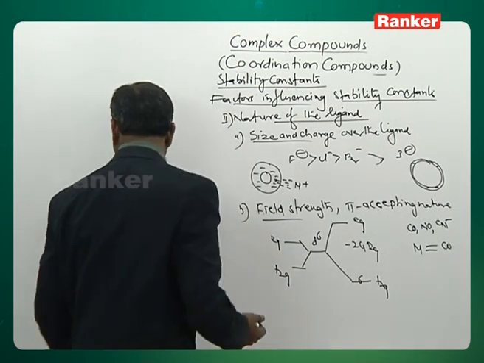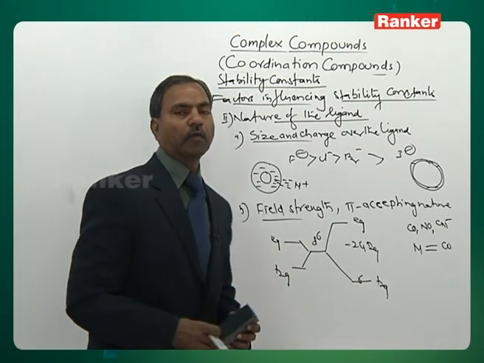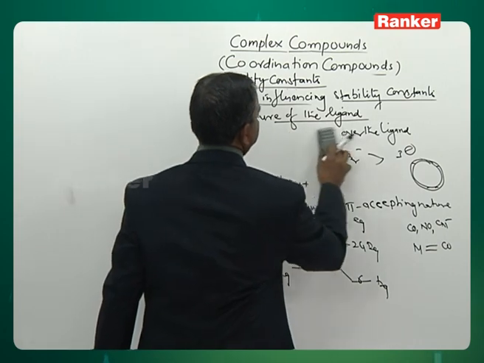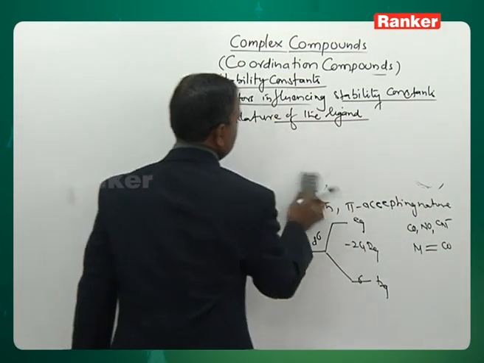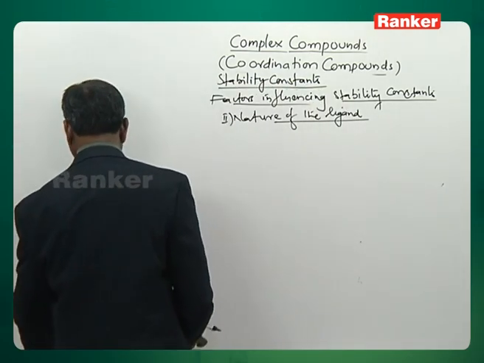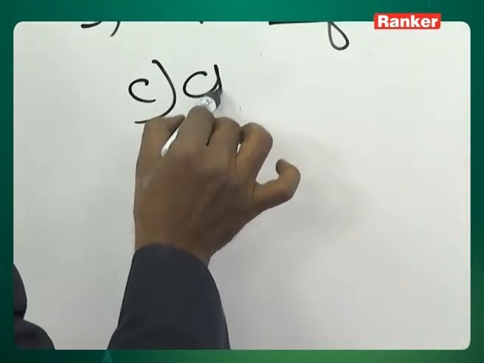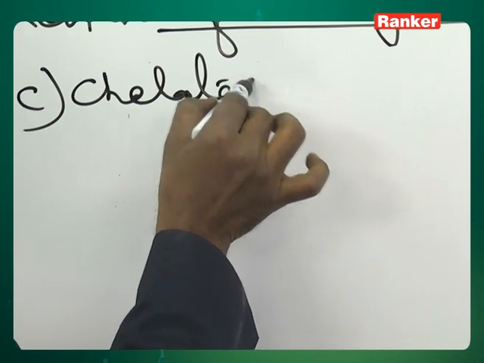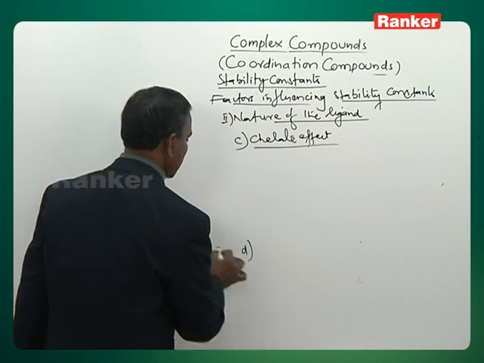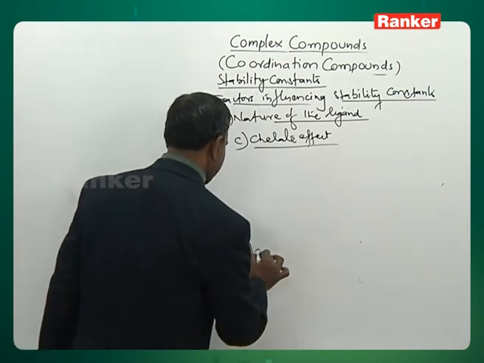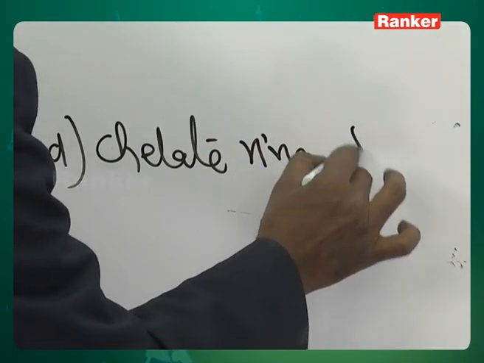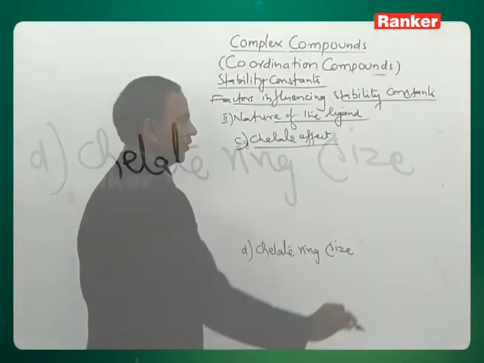First one is size and charge. Second one is field strength and pi accepting nature. Next, the third one we discuss is chelate effect. Under ligands, chelate effect. Let me write one more: chelate ring size.